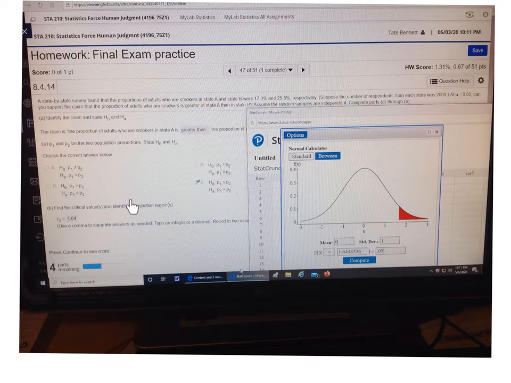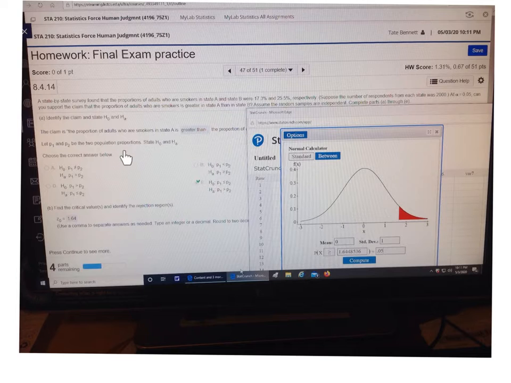I can only take a picture of part of it. So I guess you may have noticed it's greater than here. Smokers greater in state A than B. So the claim is the proportion of adult smokers in state A is greater than the proportion in B.